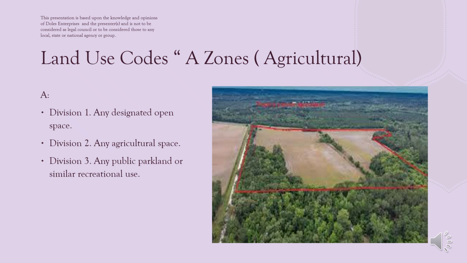A zones typically are agricultural in nature. Division 1, Division 2, Division 3. Division 1 being any designated open space, 2 is any agricultural space, and 3 is any public parkland or similar recreational area. All these different zones come into play during the zoning ordinance review process.